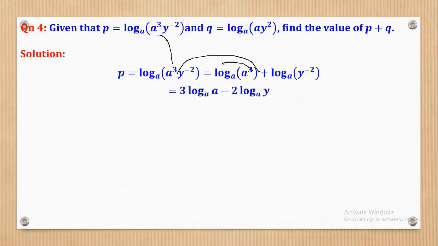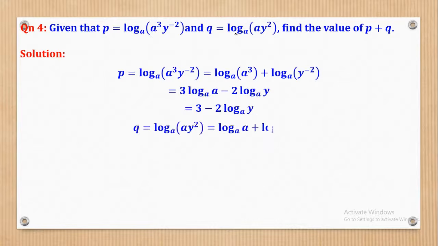Then this power can go this side to become this, and also this power can go this side to become minus 2. Now this one becomes 1, so this one becomes 1, that is why you see here 3 minus 2 log base a of y. What about q? When we bring q here, this is a product, so that is why you see addition there. Then this one becomes 1, and also this 2 can go this side to become 2 log base a of y.